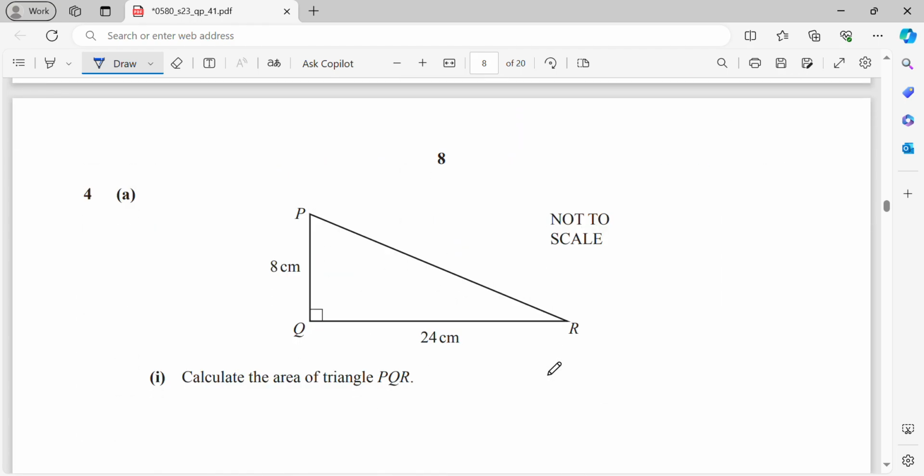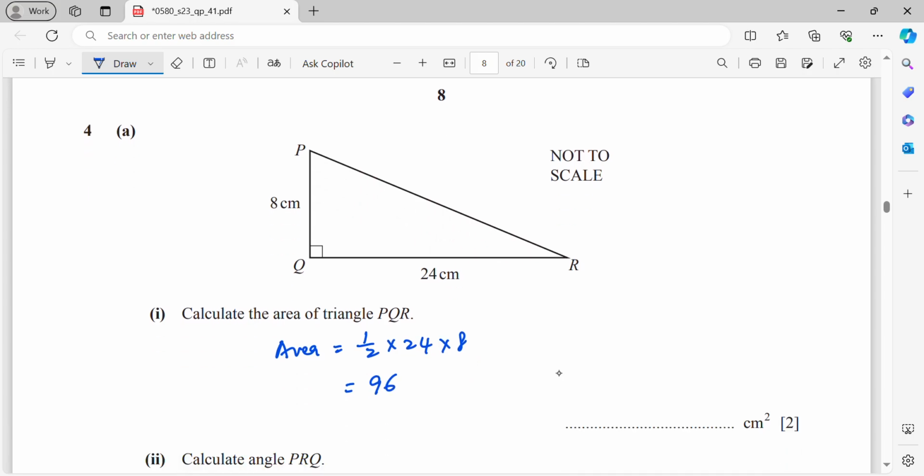Now for question number 4. Calculate the area of the triangle PQR. Since this is a right angle triangle, the area is half times base times height. That means you will be getting 96. So that's your solution for the first part.